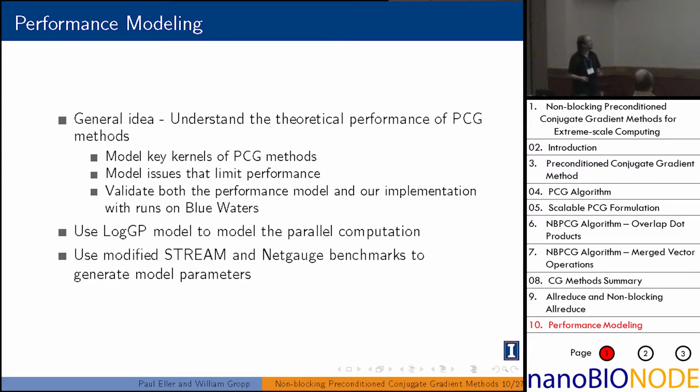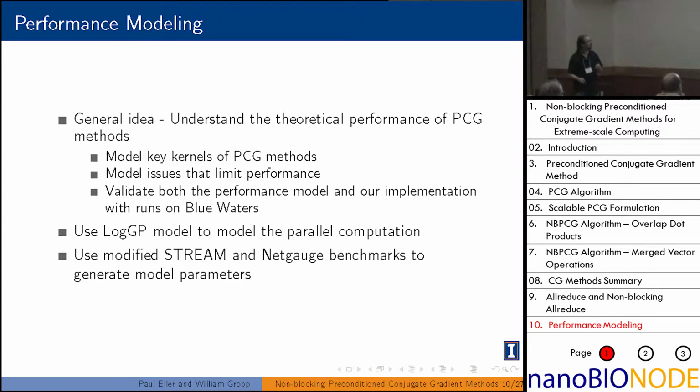That said, since we don't have a good non-blocking Allreduce, it's another reason why we need to do performance modeling. So the general idea behind performance modeling is we want to better understand the theoretical performance of PCG. In particular, we want to model the key routines that we've talked about. We also want to model issues that limit performance, for example, noise and how that impacts the methods. Additionally, this allows us to validate both the performance model and our implementation which runs on Blue Waters.